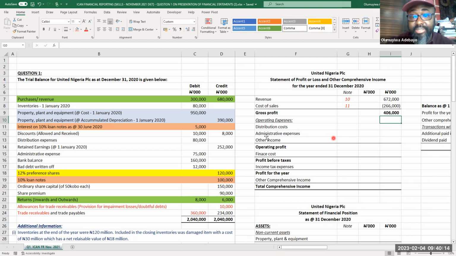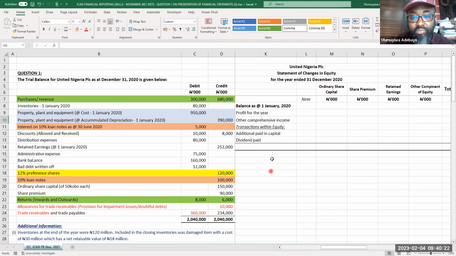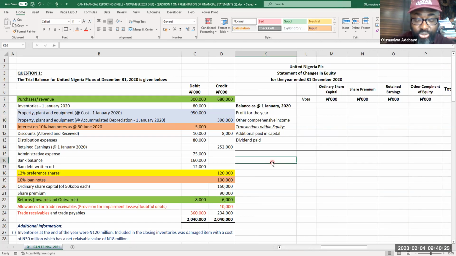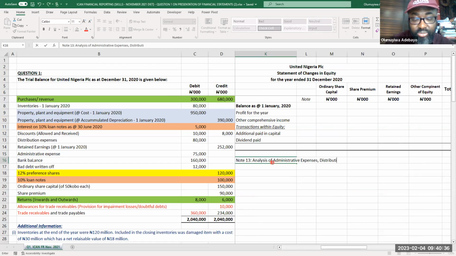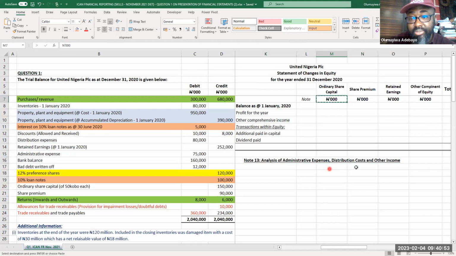Now, what's my distribution expenses, admin expenses, and co? Therefore, let me create a schedule somewhere here. Let me call that note 13. Analysis of administrative expenses, distribution cost, and other income. All figures in thousands.